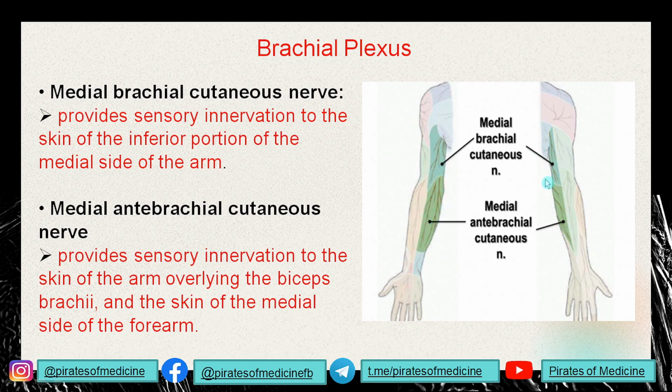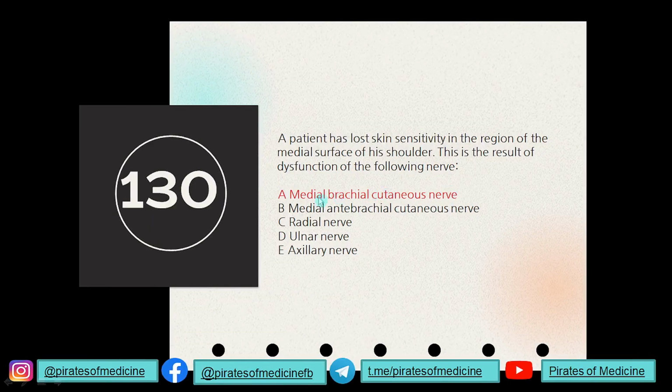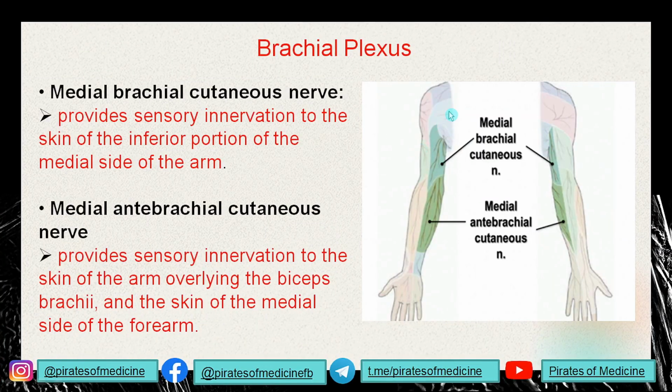So you can see this is the supply of the medial brachial cutaneous nerve. This is the supply of the medial antebrachial cutaneous nerve. So here that is why the answer is medial brachial cutaneous nerve, because skin sensitivity is lost in the medial surface of the shoulder over here. Yes, this is the shoulder, and the medial surface is sensory supplied by the medial brachial cutaneous nerve.